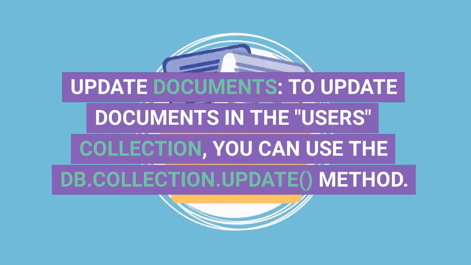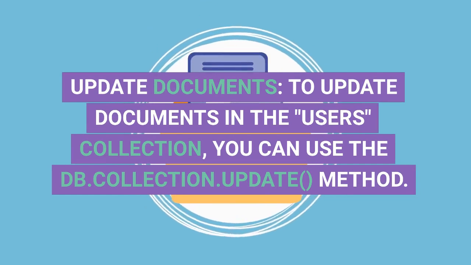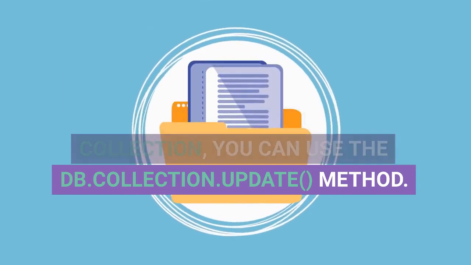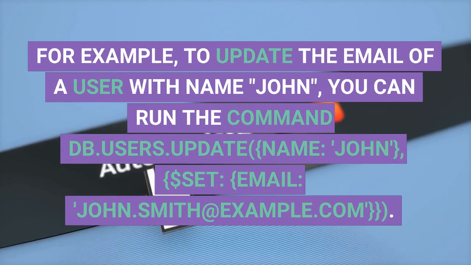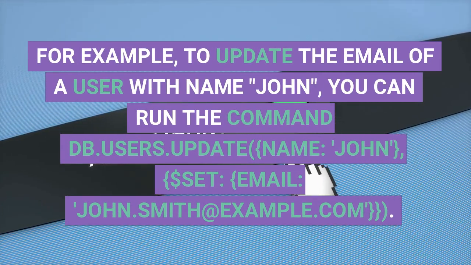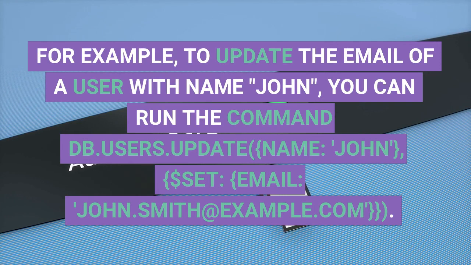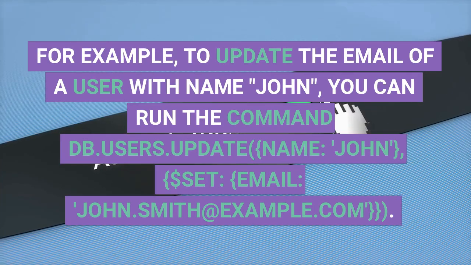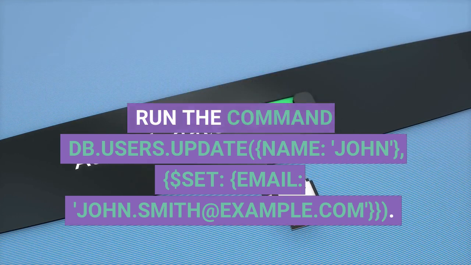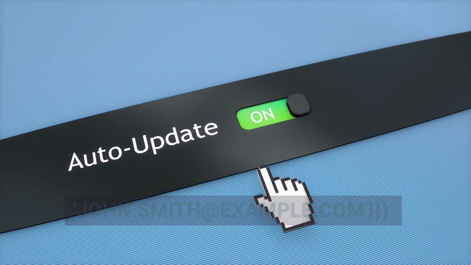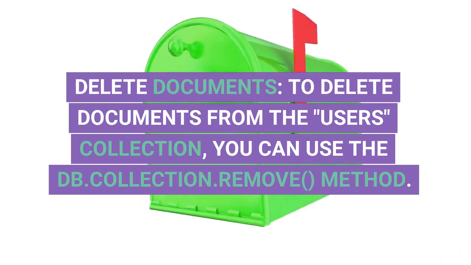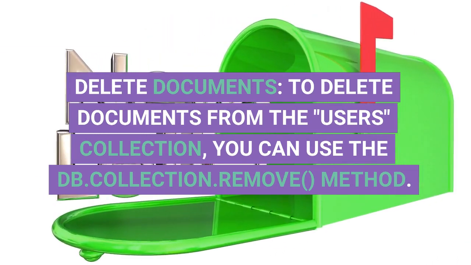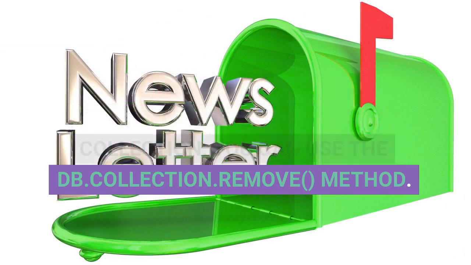Update documents. To update documents in the users collection, you can use the db.collection.update method. For example, to update the email of a user with name John, you can run the command db.users.update({name: "John"}, {$set: {email: "john.smith@example.com"}}).